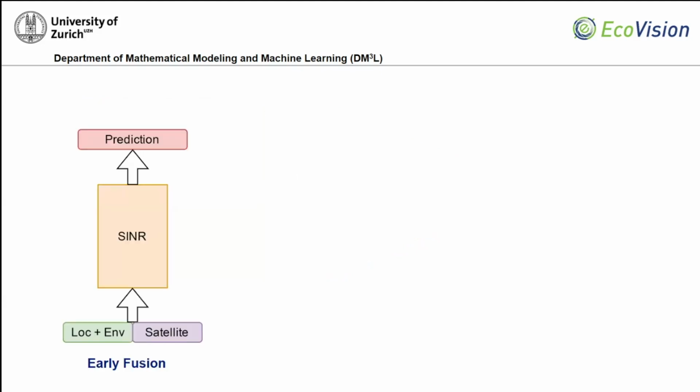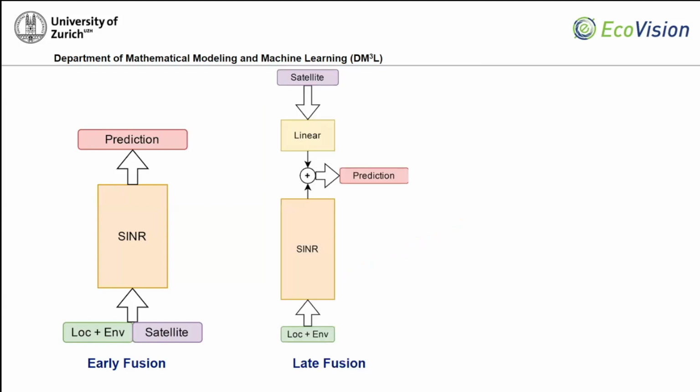And what he then tried, Johannes, is that he had 3 different strategies. So he had an early fusion approach, where he jointly inputs the location data, environmental data, so climate data, and the satellite data. The second one was late fusion, so he runs SINNER as usual, but then he also encodes the satellite data.